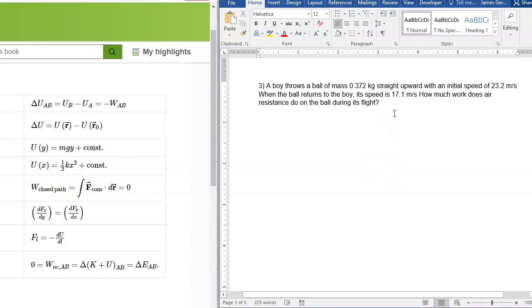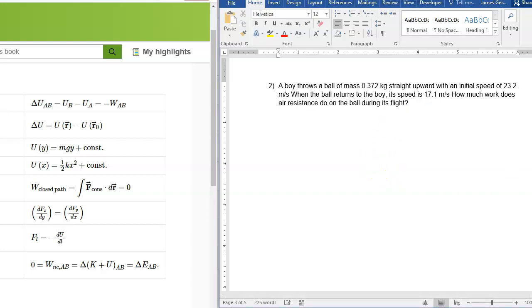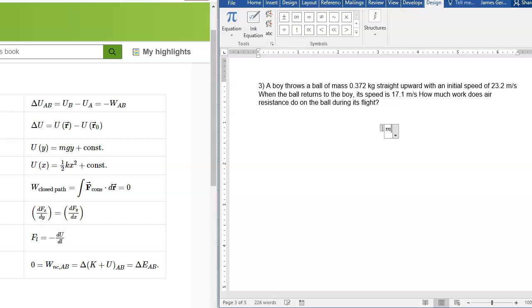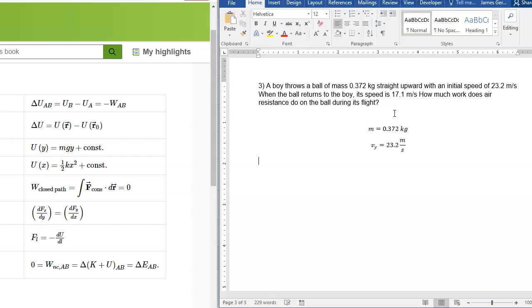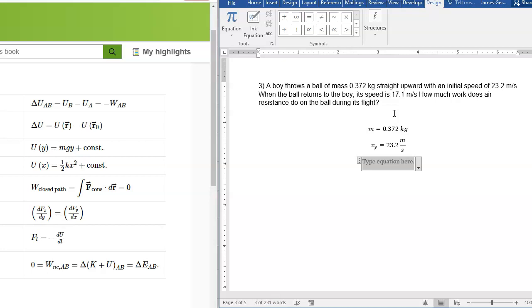In problem three, we've got a ball with a mass of 0.372 kilos. We have an initial velocity in y of 23.2 meters per second. If you throw it straight up, it's only in y, and its final velocity is 17.1 meters per second.